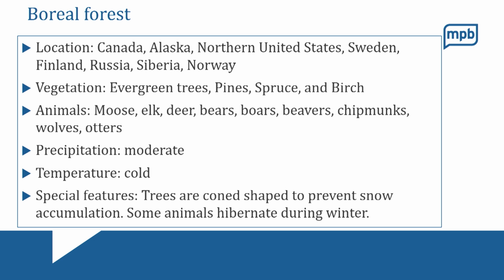The vegetation that you'll find here tends to be evergreen trees like pines and spruces, but there are some deciduous trees like the birch, okay, but it's mostly evergreen trees here. What type of animals will you find in the boreal forest? Well, you can find moose, elk, deer, bears, boars, beavers, chipmunks, wolves, and otters, okay? So these are animals that tend to have a lot of fur. These will often also have that blubber that helps keep them warm.